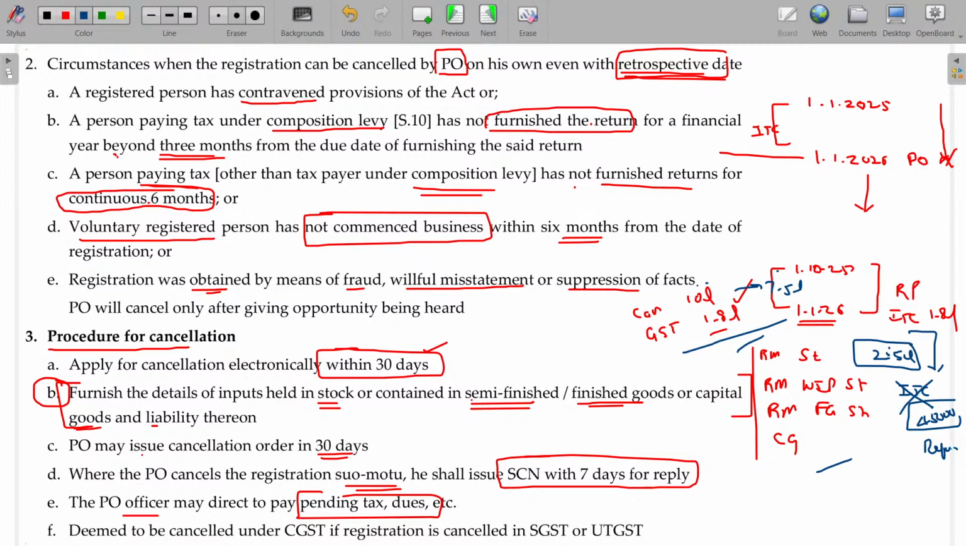Furnish the details of inputs held in stock and contained in semi-finished and finished goods and capital goods. But in case of capital goods, the calculation is pretty different. We'll see that later on. Clear? So these are the three steps you have to understand. Number one being genuine cancellation. Number two being cancellation because of the violation. Number three being the procedure for cancellation. So in the procedure for cancellation, 30 days and 30 days, and show cause notice will be given for 7 days, right?